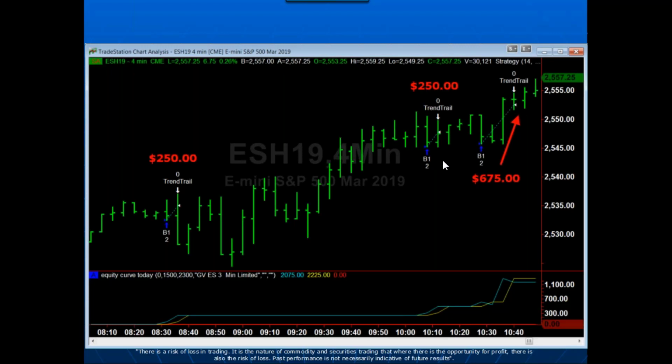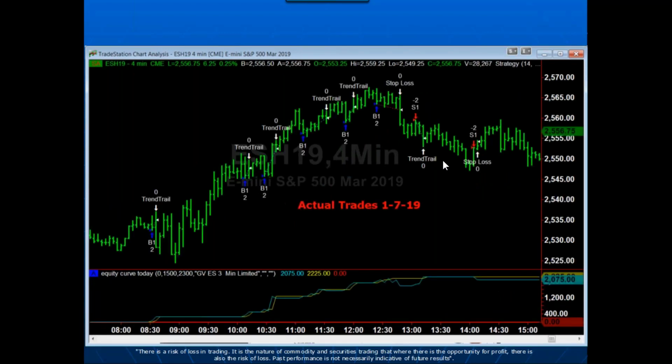And these are all pretty fresh, but these are all trades I took yesterday. Now, these are the actual trades that we took on January 7th, yesterday. And it's the same chart I showed you before. I just labeled this to reinforce, to reemphasize that these are actual trades.